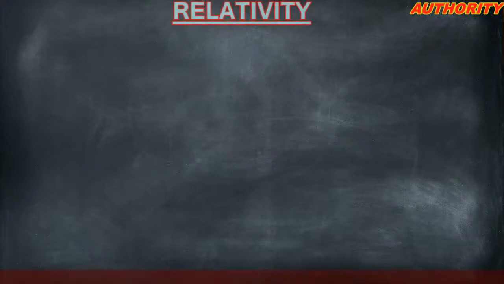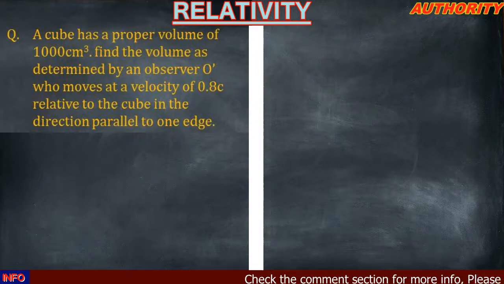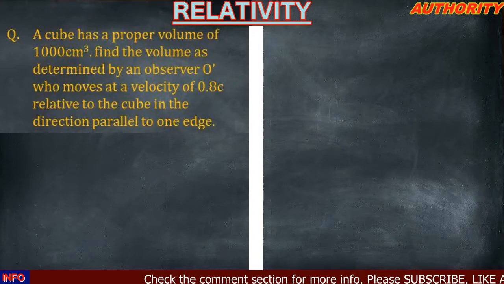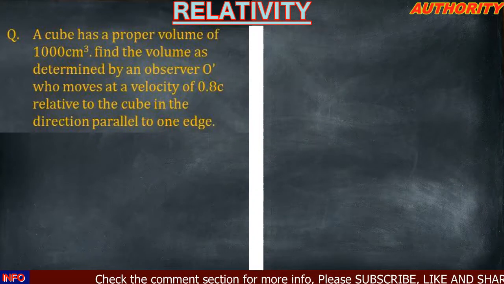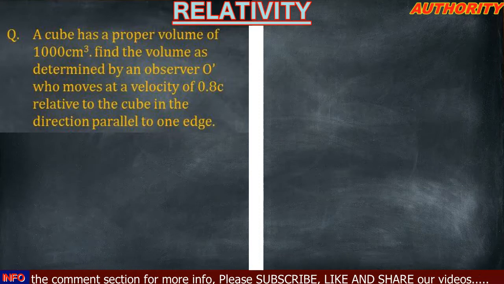Today we are talking about relativity. Okay, now let's take a look at this question. A cube has a proper volume of 1000 cm cube. Find the volume as determined by an observer O prime who moves at a velocity of 0.8 c relative to the cube in the direction parallel to one edge.